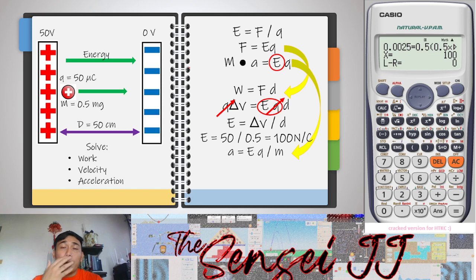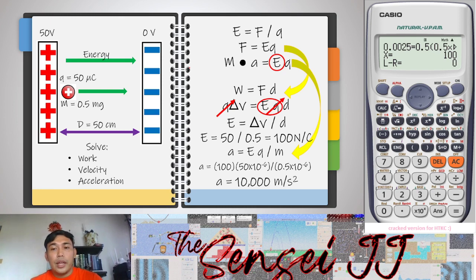So transposing the M to the other side using cross multiplication, we have EQ all over M, which is equivalent to our acceleration. With this, our acceleration is equivalent to 100 Newton per coulomb multiplied by our charge of 50 times 10 raised to negative 6, all over 0.5 times 10 raised to negative 6 as our mass. And we can have our acceleration of 10,000 meters per second squared. Okay, so let's try to solve this one.